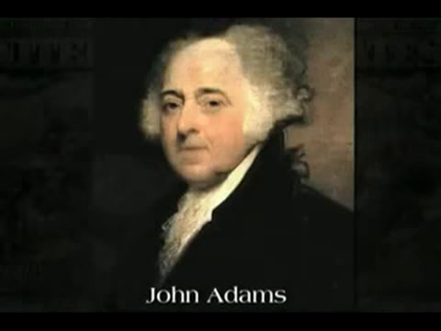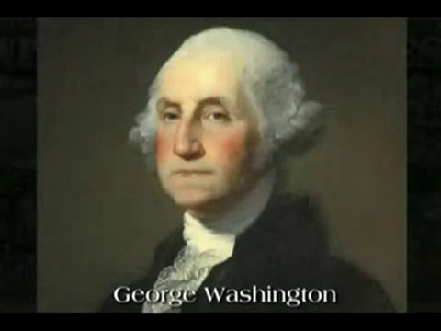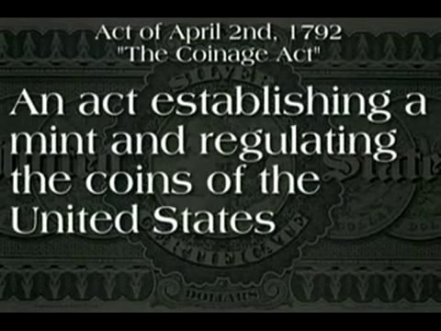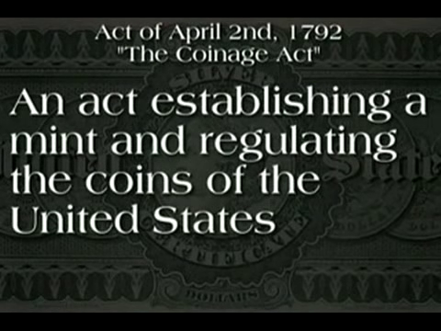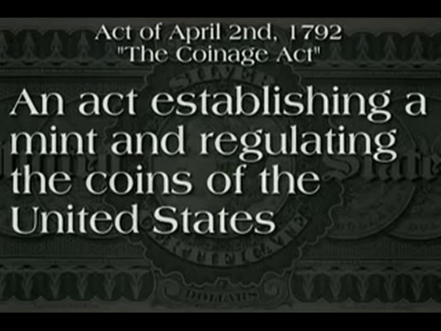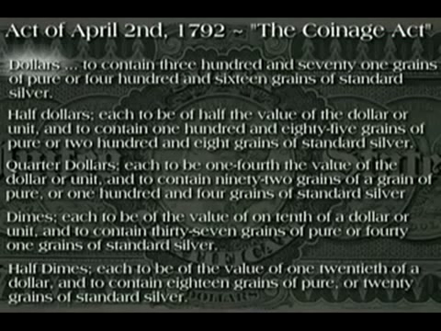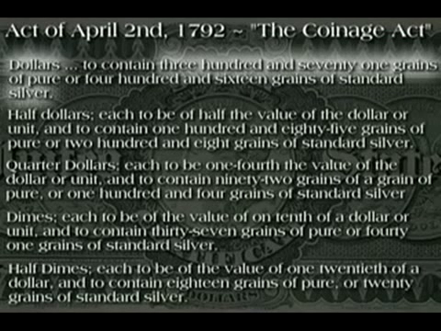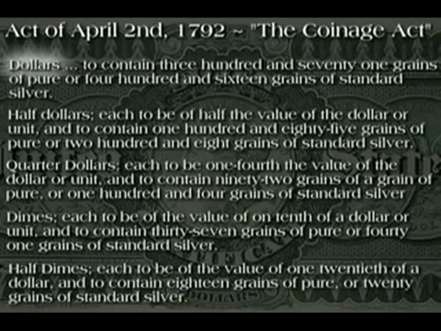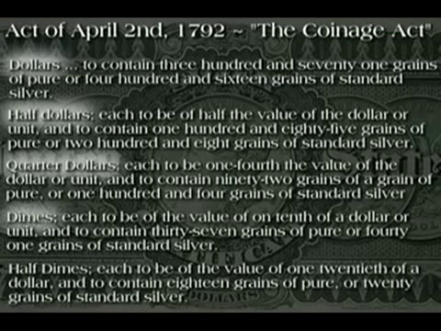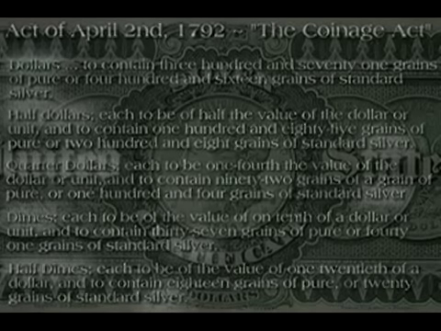Many of the constitutional authors were also members of the first Congresses, and together with George Washington, they laid out our foundational laws. In 1792, they passed the Coinage Act, an act establishing a mint and regulating the coins of the United States. This law created and defined America's money. It calls for a coin called a dollar, each to contain about 3/4 of an ounce of silver. It creates a dollar, half dollar, quarter, dime, and 5-cent half dime, all made of silver.